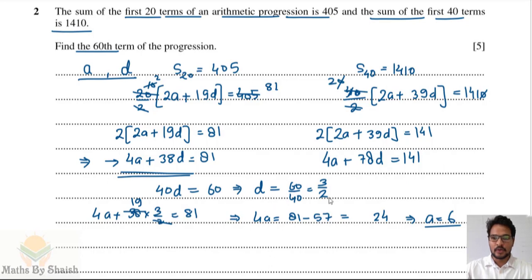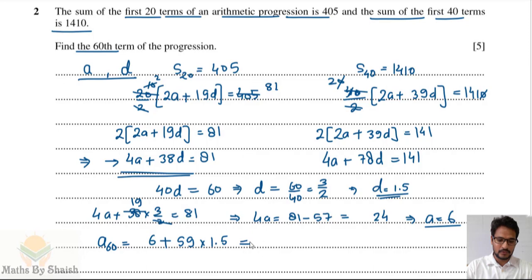So once we have the common difference and the first term, we can use the formula to calculate the 60th term. So the 60th term, we denote it by a60 or u60, both are the same, that is a plus n minus 1 into d, that is a, that is 6, plus n minus 1, 60 minus 1, 59 times 1.5, and we can get this from the calculator directly. 6 plus 59 into 1.5, and the value is 94.5, and that's the 60th term of this progression.